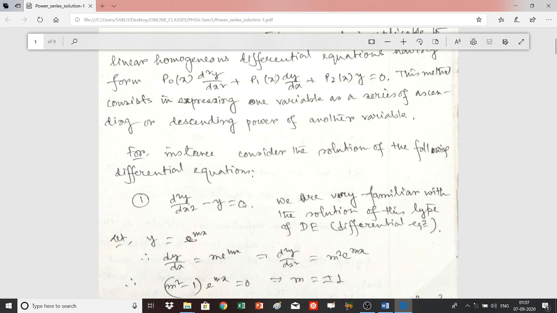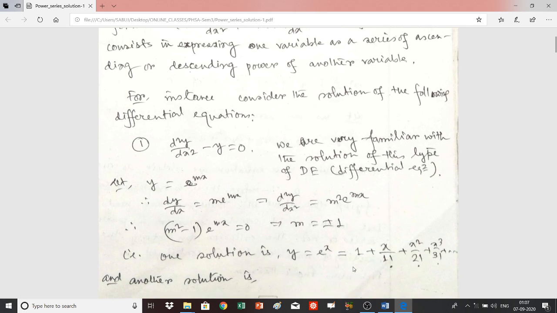Here a differential equation is given. It is a very simple ordinary differential equation, and we are very familiar with solving this type of differential equation. To solve this differential equation d2y/dx square minus y is equal to 0, we first take y is equal to e to the power mx as the trial solution, and then we find d2y/dx square. Here dy/dx is found first, and then d2y/dx square as m square e to the power mx. Now substitute this value of d2y/dx square in this equation. We have m square minus 1 times e to the power mx.